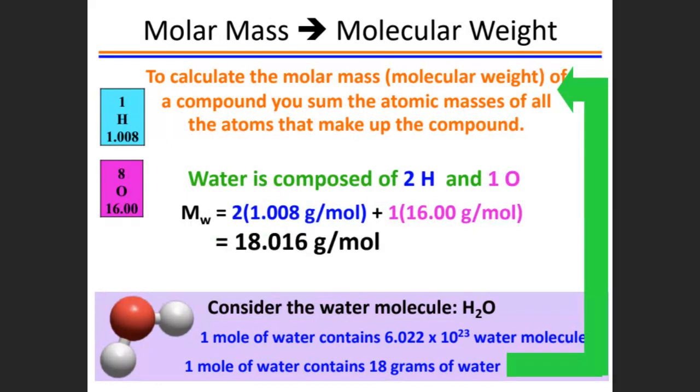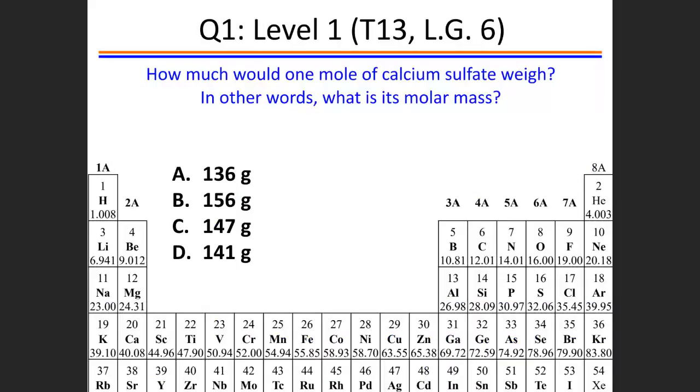So see, to calculate the molar mass or molecular weight of a compound, you sum the atomic masses, same thing that we learned. This is the kind of thing that you can just practice here. How much would 1 mole of calcium sulfate weigh? So you know you have to write the formula of calcium sulfate first, correct? So calcium SO4.